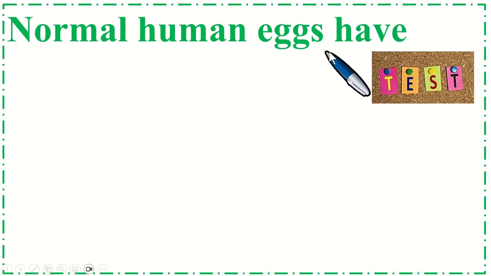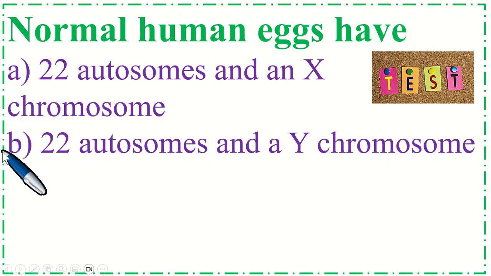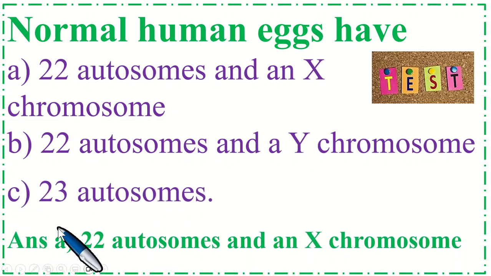Normal human eggs have option A 22 autosomes and an X chromosome, option B 22 autosomes and a Y chromosome, and option C 23 autosomes. So the correct option is A, 22 autosomes and one X chromosome.